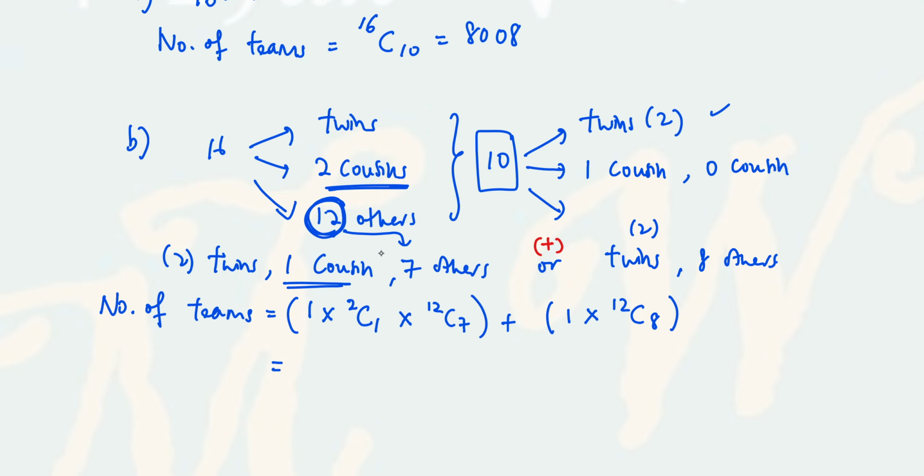And then when you calculate, the first bracket is going to be 1584. And then the second bracket will be 495. So this is going to be 2079. So we have that many teams that can be formed. Alright.